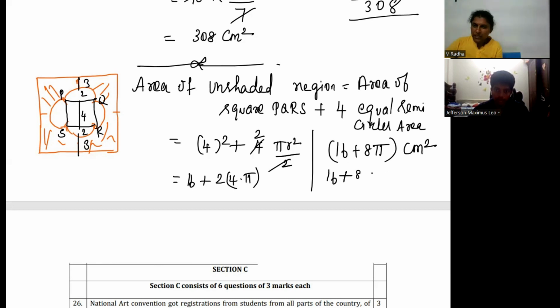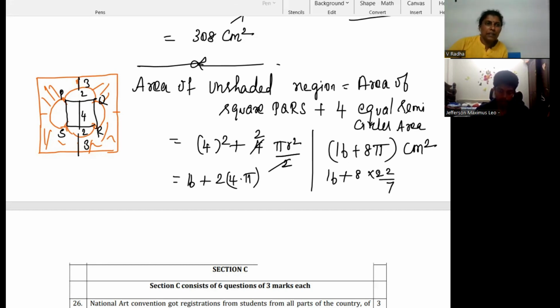8 times 3.14 or 22 by 7. For a 2-mark question, stopping there is enough. It is better to stop there. 2 marks is enough for this.